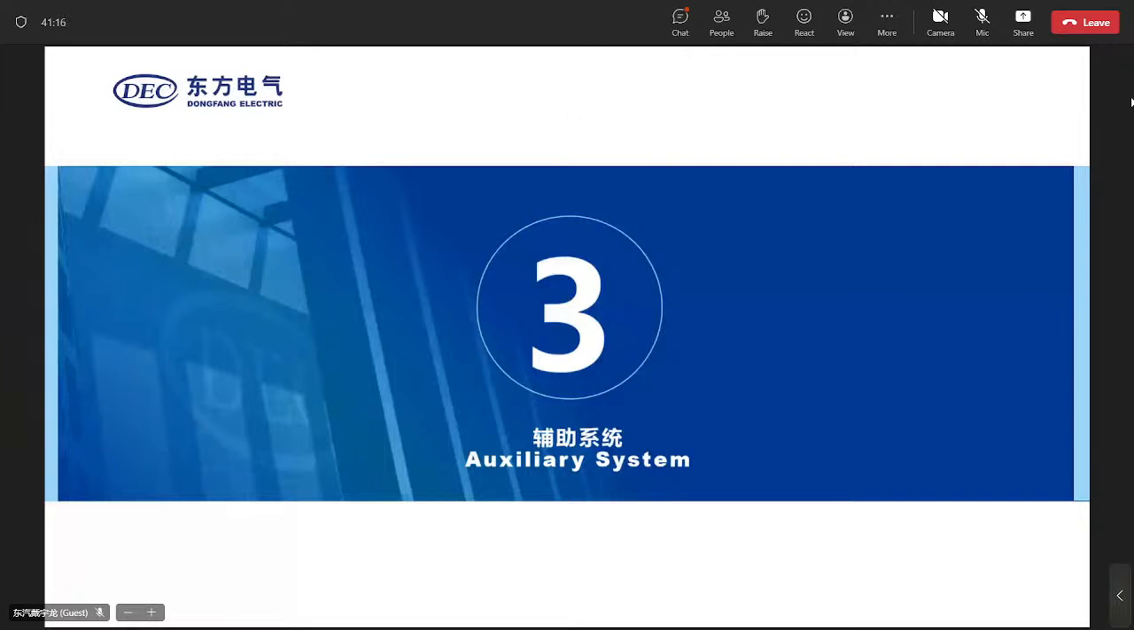That's all for the mechanical structure. Let's start with the auxiliary system introduction.